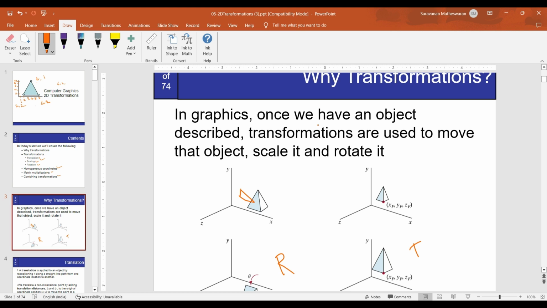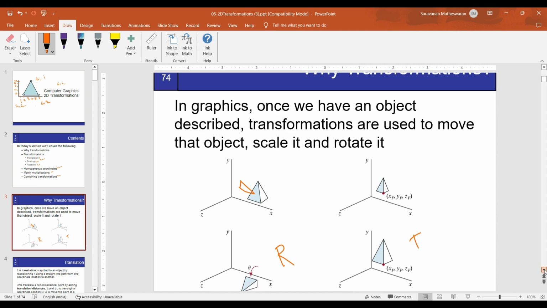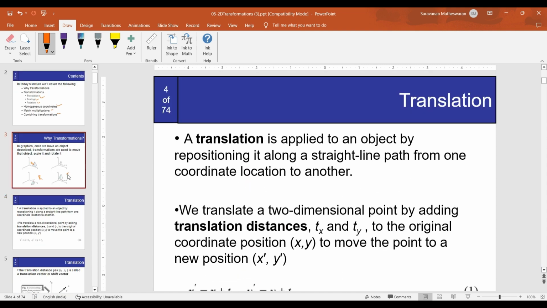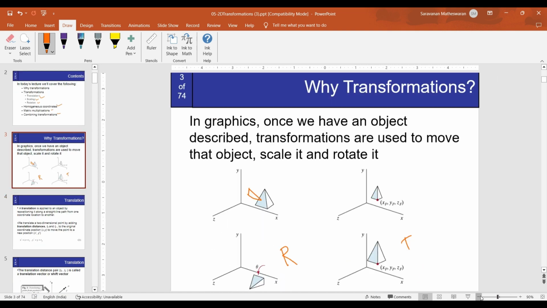When we go to transformation, we have an object described. Transformation is used to move the object or change its scale. Here a 2D object is given, viewed from 3D viewing angles. The operations we can perform are translation, scaling, and rotation.